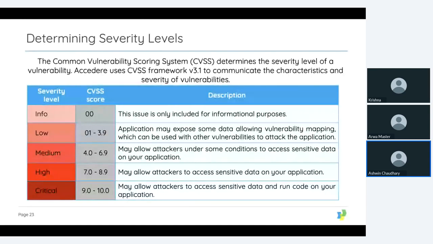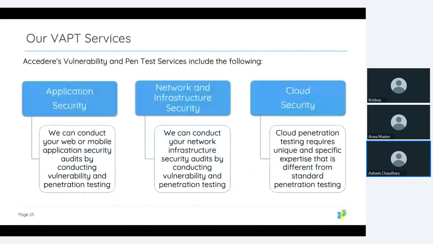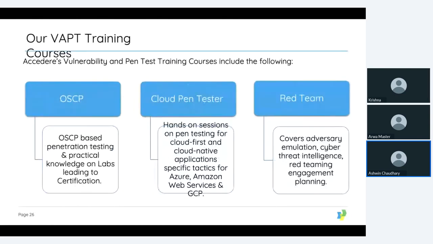What do we do in this space? In this space, we do VAPT services for application security, we do network and infrastructure security, and we do cloud security. And as told, we are one of the 15-20 worldwide auditors empaneled by Cloud Security Alliance. And we also conduct training courses for OSCP.